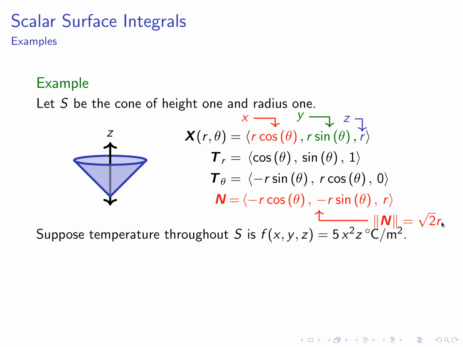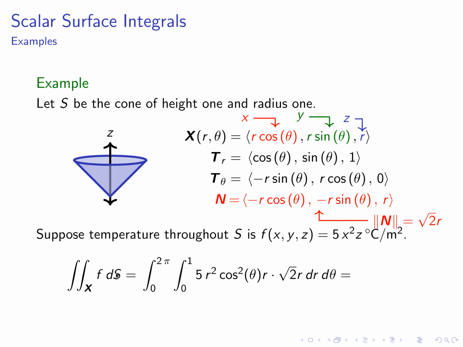Let's suppose now that we have a density function. Let's say that temperature throughout the surface is measured by the function f equals 5 times x squared times z, and let's say the units here are degrees Celsius per meter squared. Well, how would we measure the aggregate temperature in this region? Well, we do so with a scalar surface integral. Let's now take the double integral throughout the parameterization of little f dS.